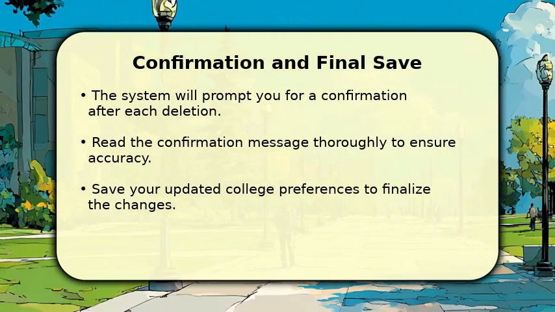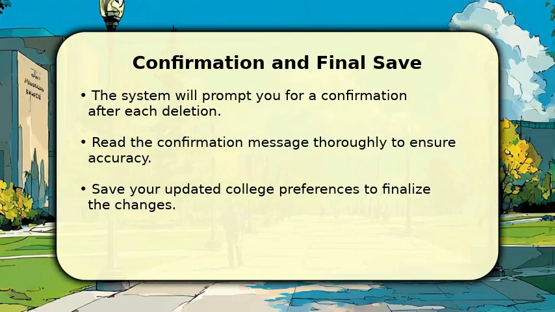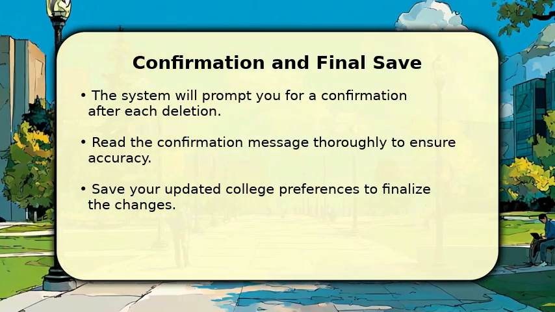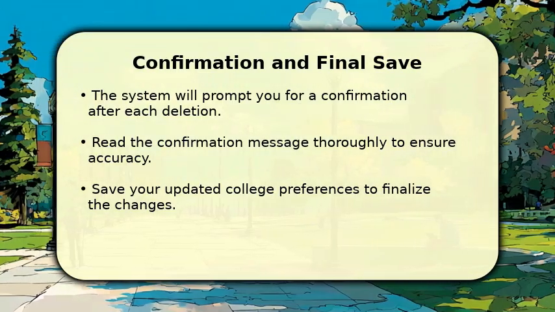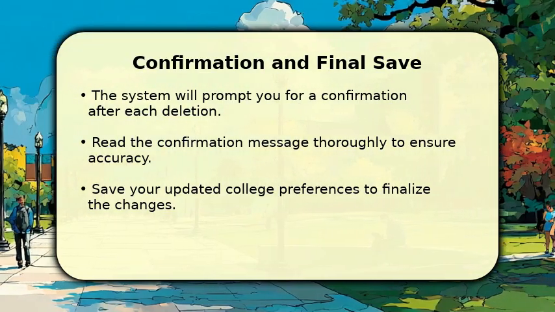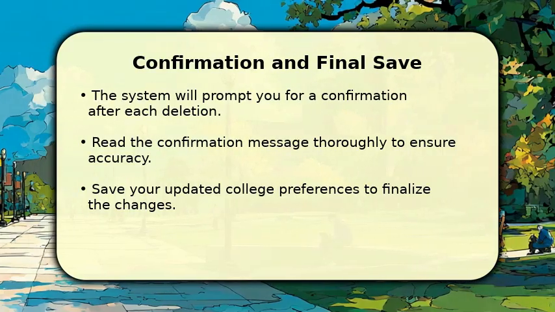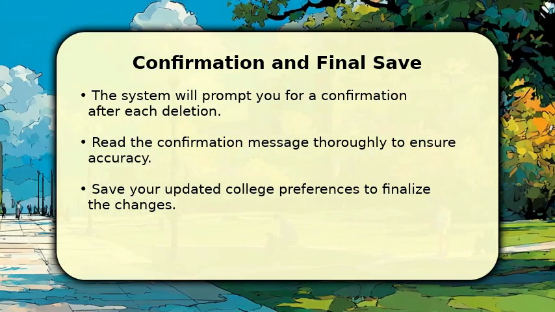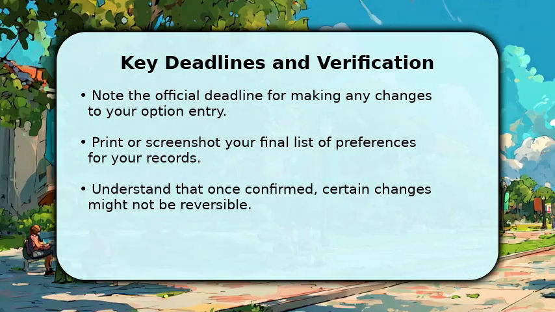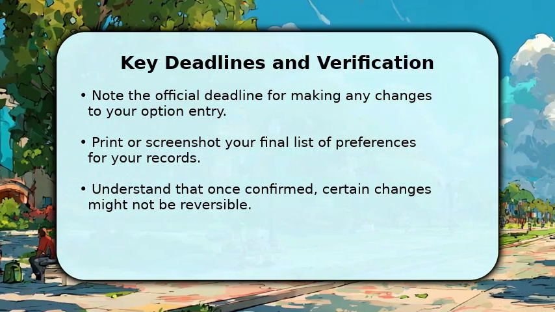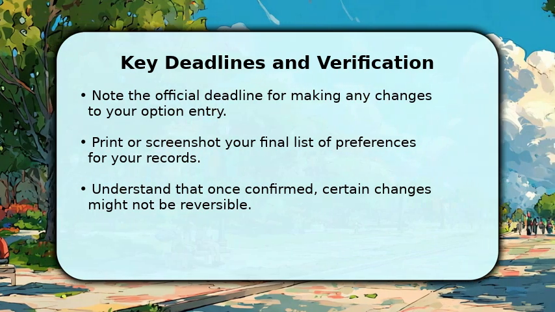There might also be a one-time password, or OTP, sent to your registered mobile number for verification. Input this code when prompted to proceed. Finally, remember to click the Save Preferences button to apply all your changes and lock them in. Remember to complete all modifications well before the official deadline, often set at 5 p.m. on the final day of the window.